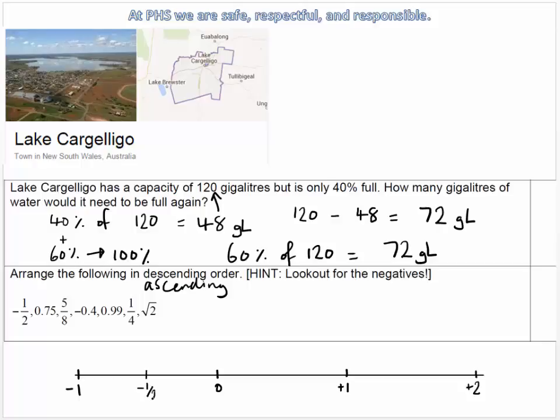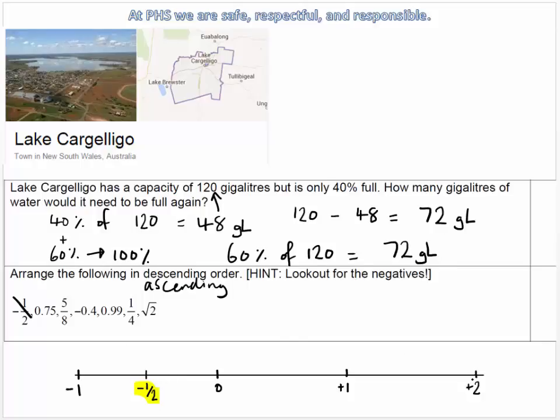-1/2. And circle that. I might highlight it actually. So here's our first one. All right, now, next one, -0.4. So we've done that one. -0.4 is our next one.